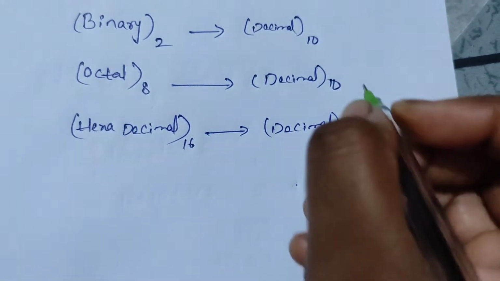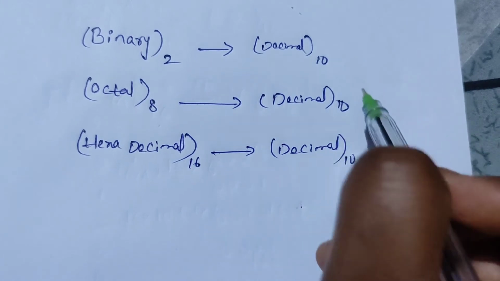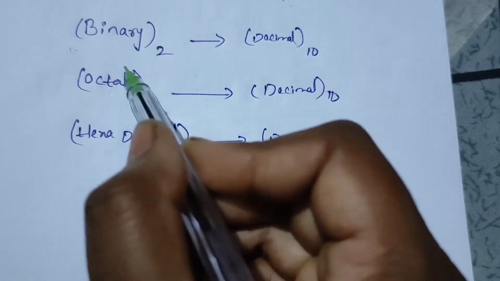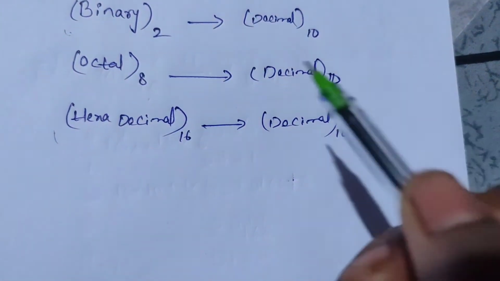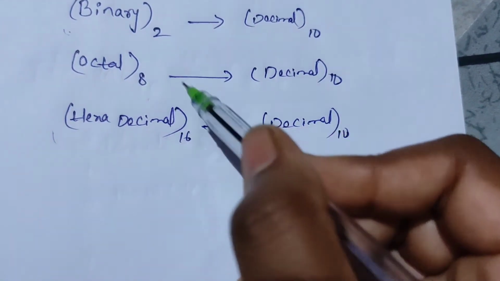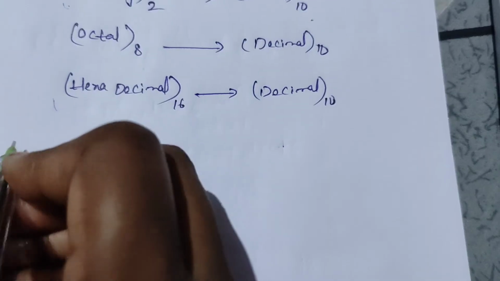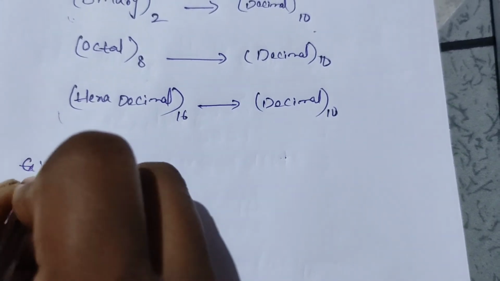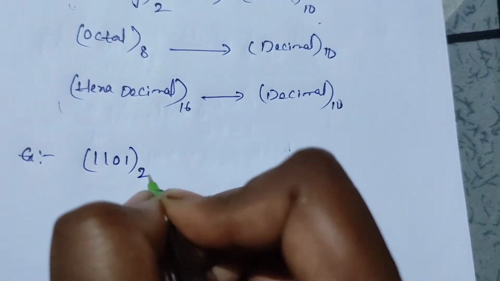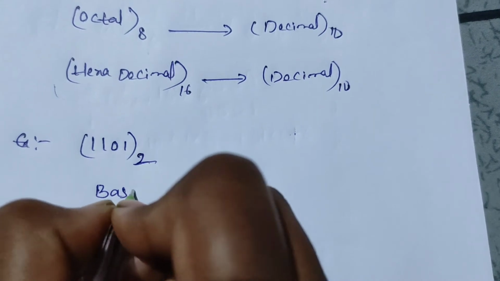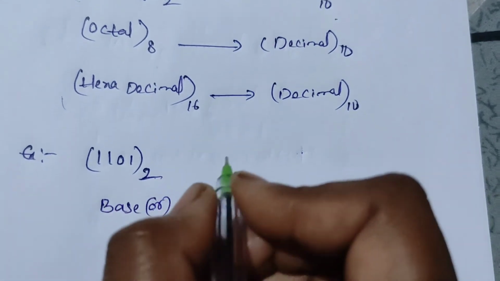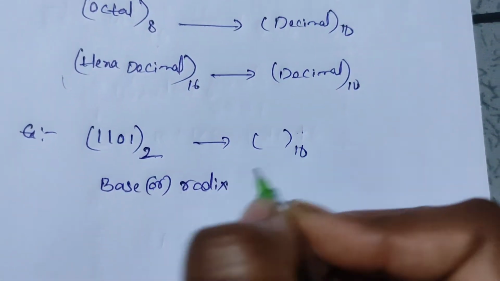So here the outcome is decimal only, but the inputs are binary, octal and hexadecimal. So how to convert these different radix numbers to decimal conversion we will see now. Let us take an example. Binary number 1101. So its base is 2. We can say base or radix. It is to be converted to a decimal number.